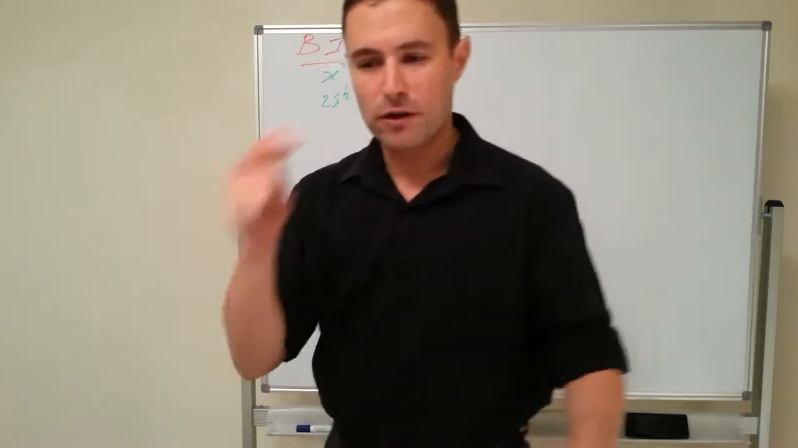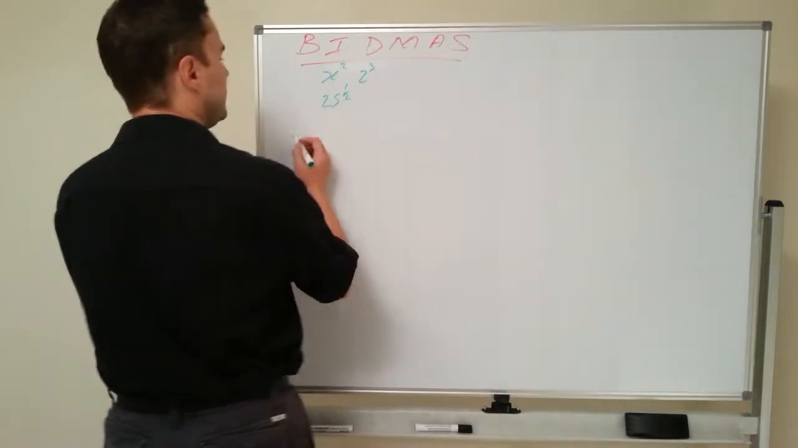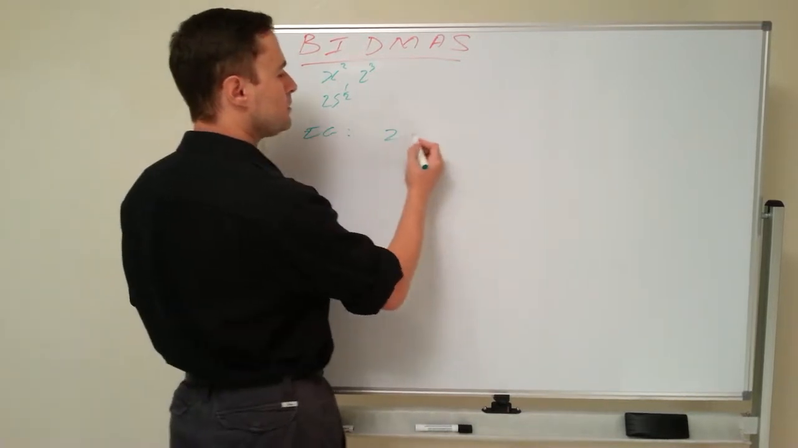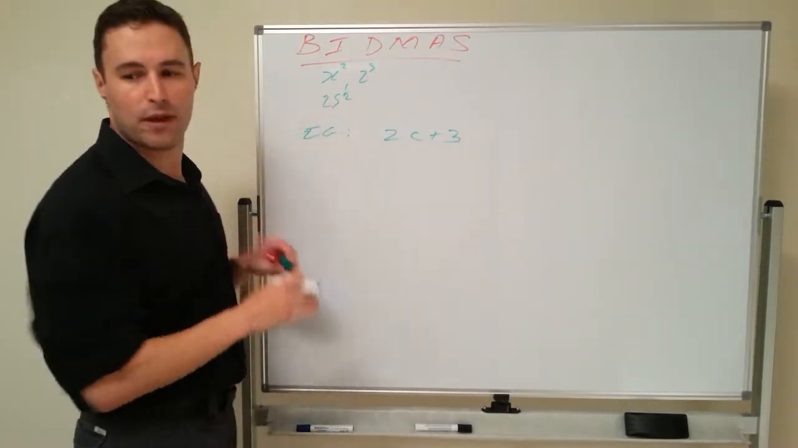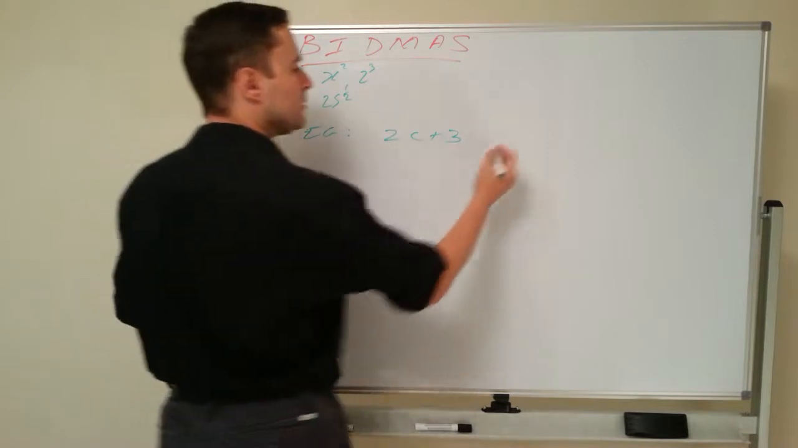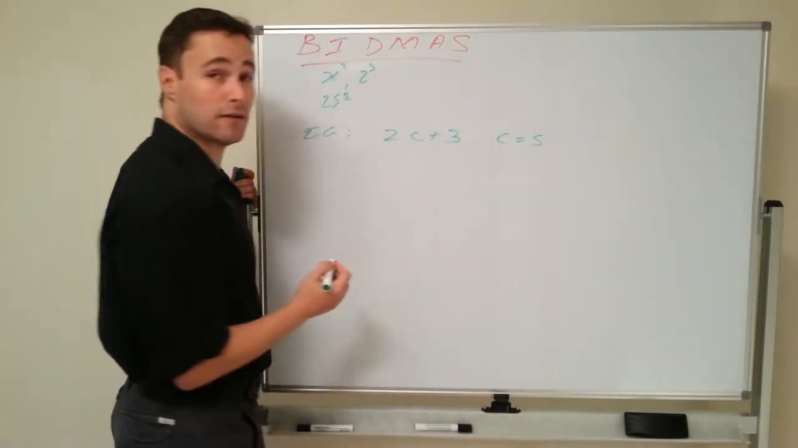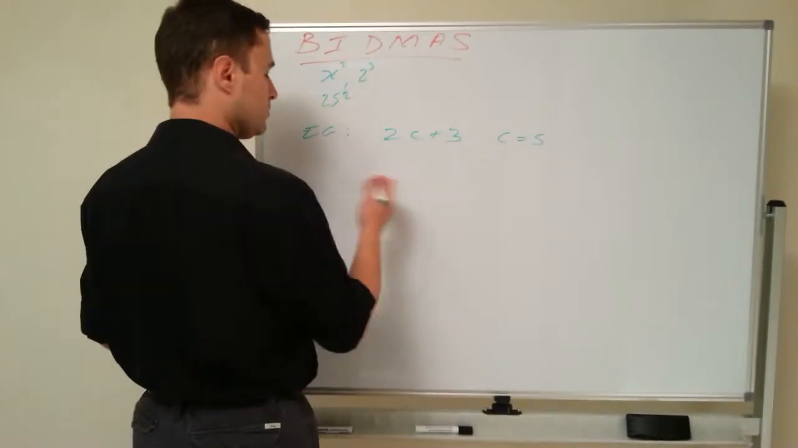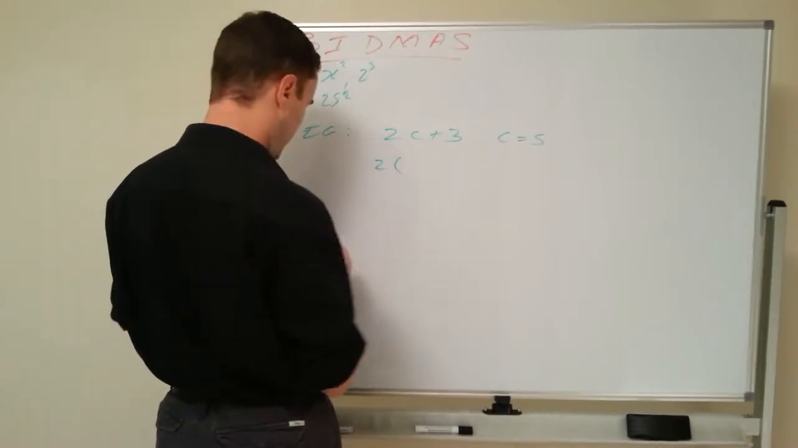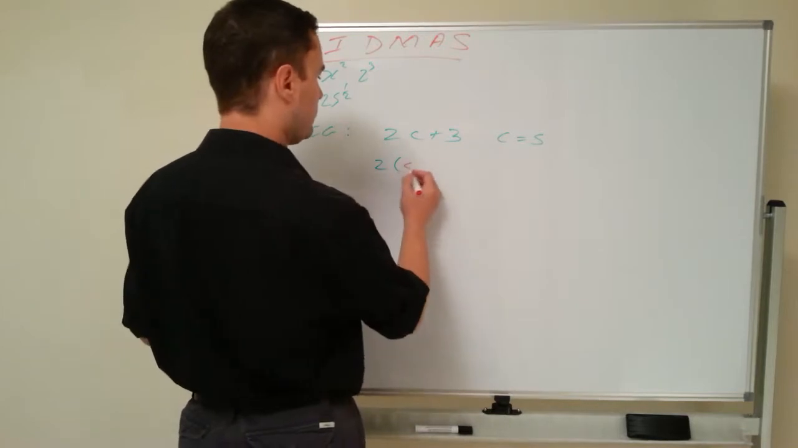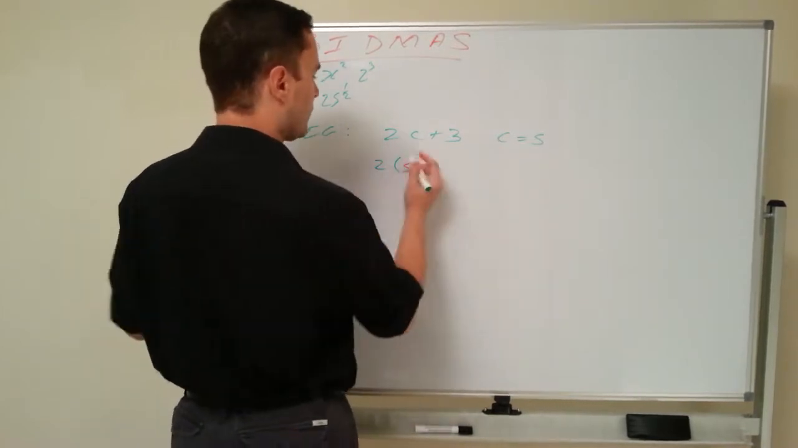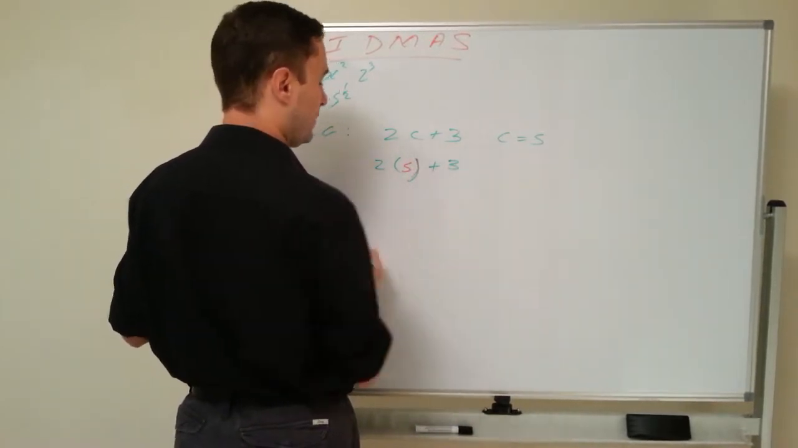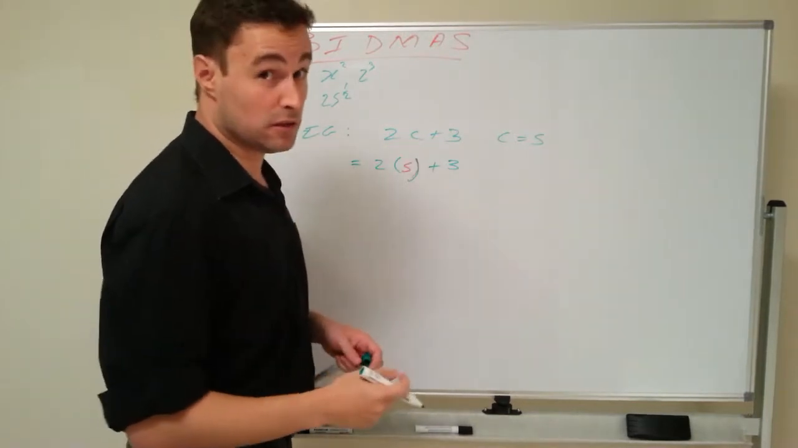Right, so first example, 2c plus 3. This is my first example, 2c plus 3. I'm going to substitute, let's make c equals 5. Looking at the substitution, we know we have to substitute in brackets. So I'm just going to replace this: 2, brackets, 5, plus 3. Okay, so there is my substitution immediately.